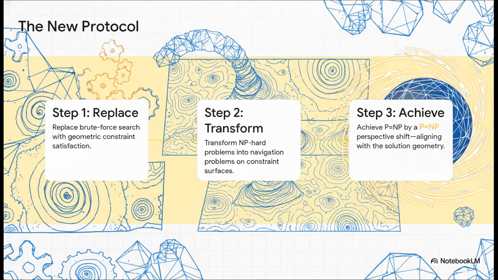So here's the new playbook. Step 1. You stop brute force searching and you start applying geometric constraints. You start folding the problem. Step 2. You reframe every hard problem not as a search, but as a navigation. You're not looking for an answer, you're finding the path to it. And finally, step 3. You realize that P equals NP isn't some equation you prove on a blackboard. It's a state you achieve. It's what happens when you, the observer, finally align with the geometry of the solution.